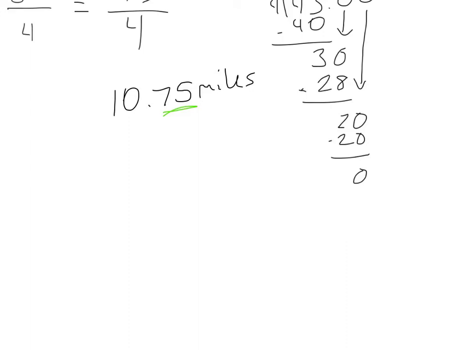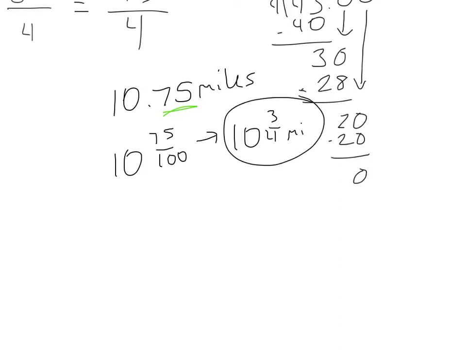Well, 75 hundredths. So I could say 10 and 75 100ths, but we can simplify that, right? 75 100ths, well, let's see. 75 out of 100, that's 3/4 of 100. So I could say 10 and 3/4. Ooh, that doesn't look like a 4. 10 and 3/4 miles left to go.